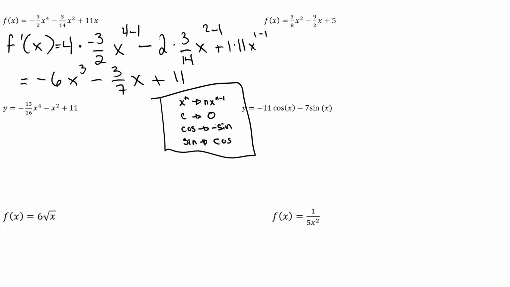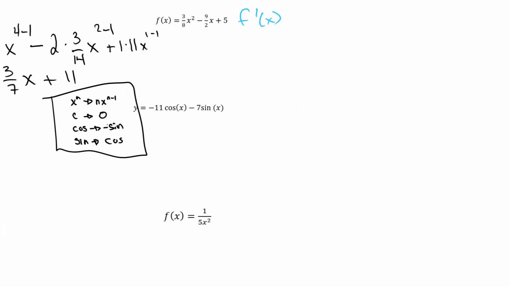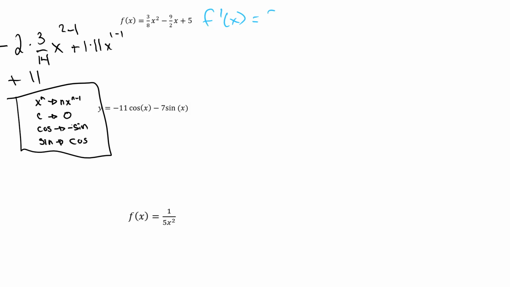All right. So for this guy, pull down your exponent. You've got 2 times 3/8 x to the 2 minus 1 minus 1 times 9/2 x to the 1 minus 1 plus the derivative of a constant is 0. So 2 and 8 reduces to 3/4 x to the first minus 9/2 because x to the 0 is 1.